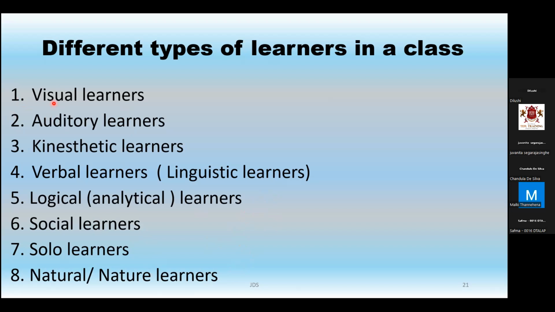Quickly read aloud, one by one. First one. Visual learners, auditory learners, kinesthetic learners, verbal learners, logical learners, social learners, solo learners, and natural or nature learners.